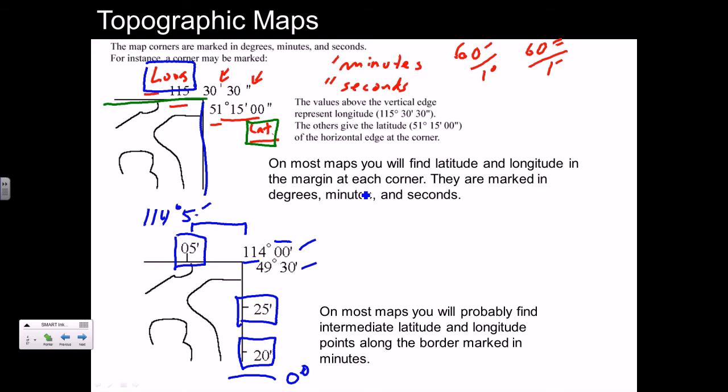So now the change here is what? It's 30 down to 25. So this is actually 49 degrees 25 minutes. So this is a 5-minute change. If we come down this distance here, this is 49 degrees 20 minutes. So this is a 5-minute, sorry, let me erase that, 5-minute change.